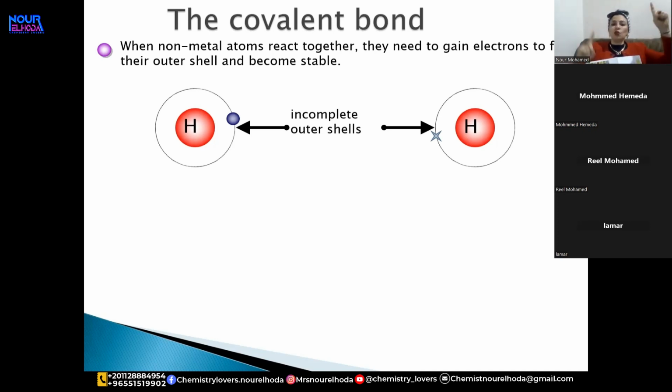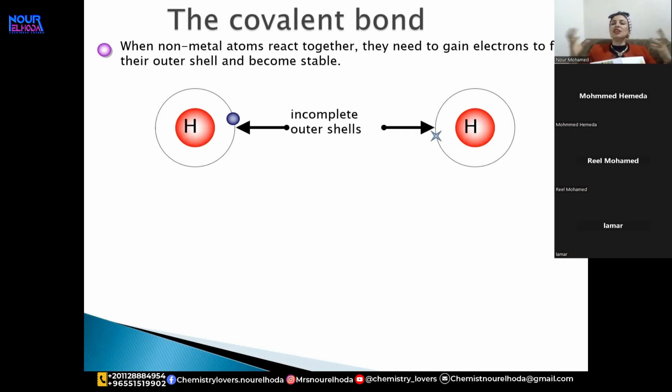So since here one and here one, this means both are going to share, everyone is going to share by this one. It cannot lose, it cannot gain, it's not going to lose the electron. One electron, it's not going to be empty without electrons. But this will share by one, and this will share by one. So both electrons will rotate here and rotate here. They will be here and they'll be here. They will be shared, sharing, caring, shared.